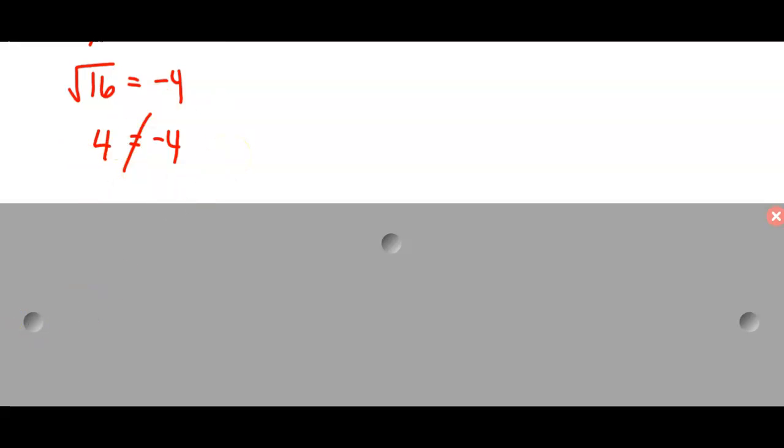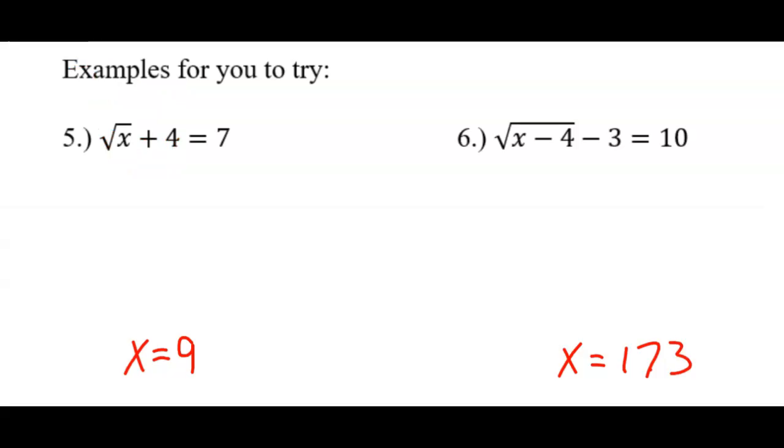Okay? All right, let's talk about number 4. So number 4, oh, nope, you don't have to do number 4. Never mind. I'd like you to try 5 and 6. They're just like the other problems before. Follow the steps that you do. See if you get x equals 9, and see if you get x equals 173.